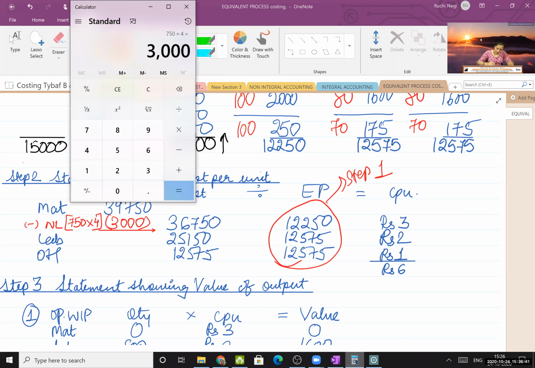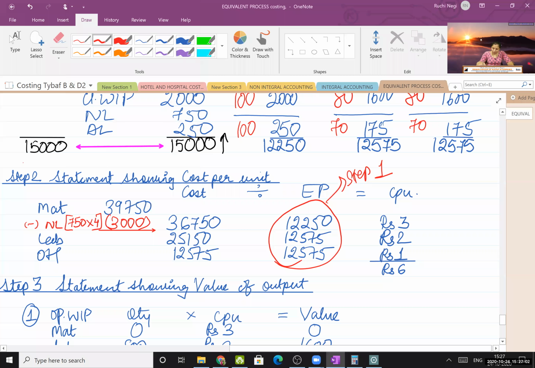36,750 divided by 12,250. So my answer is 3 rupees per unit. Next, 25,150 divided by 12,575. My answer is 2 rupees. And last one is 1 rupee. So total मेरा cost price कितना है? 3 plus 2, 5, 5 plus 1, 6. Okay, 6 rupees is my total cost.